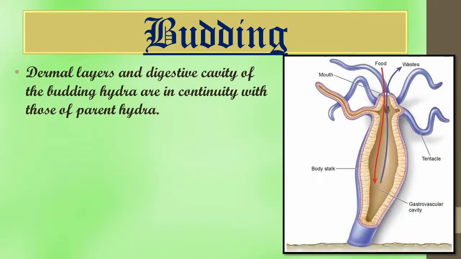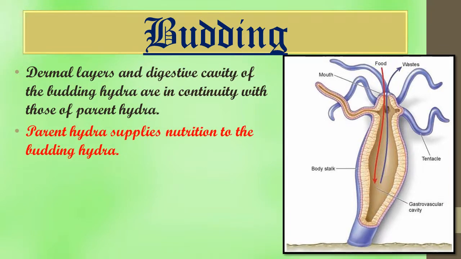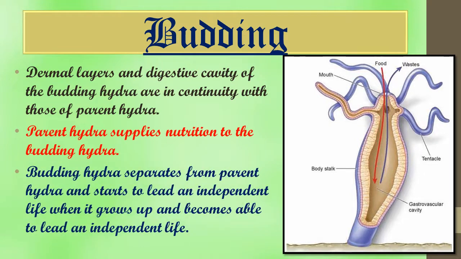Now students, the dermal layers, meaning the skin layers, and the digestive cavity of the budding hydra are in continuity with those of the parent hydra. That means the digestive cavity and all the layers of the skin are continuous with the parent hydra. The parent hydra supplies all the nutrition to the budding hydra, and the budding hydra separates from the parent and starts to lead an independent life when it is fully grown and able to do so.